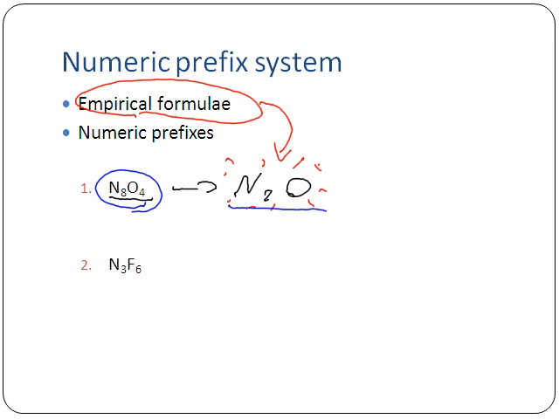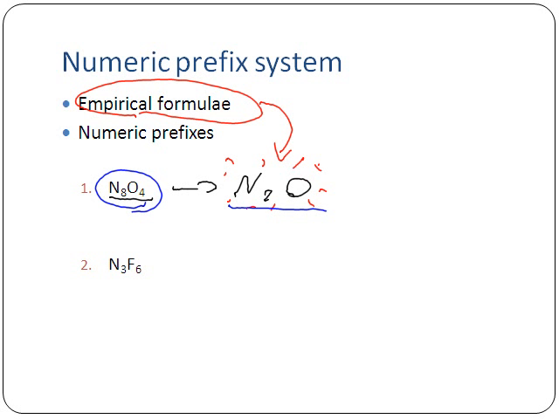But we really don't want that empirical formula. We want the molecular formula instead. And we'll talk about some techniques on how to find that later. But for right now, let's look at what happens if you have something like we have right here. Let's take a look at naming this N8O4.